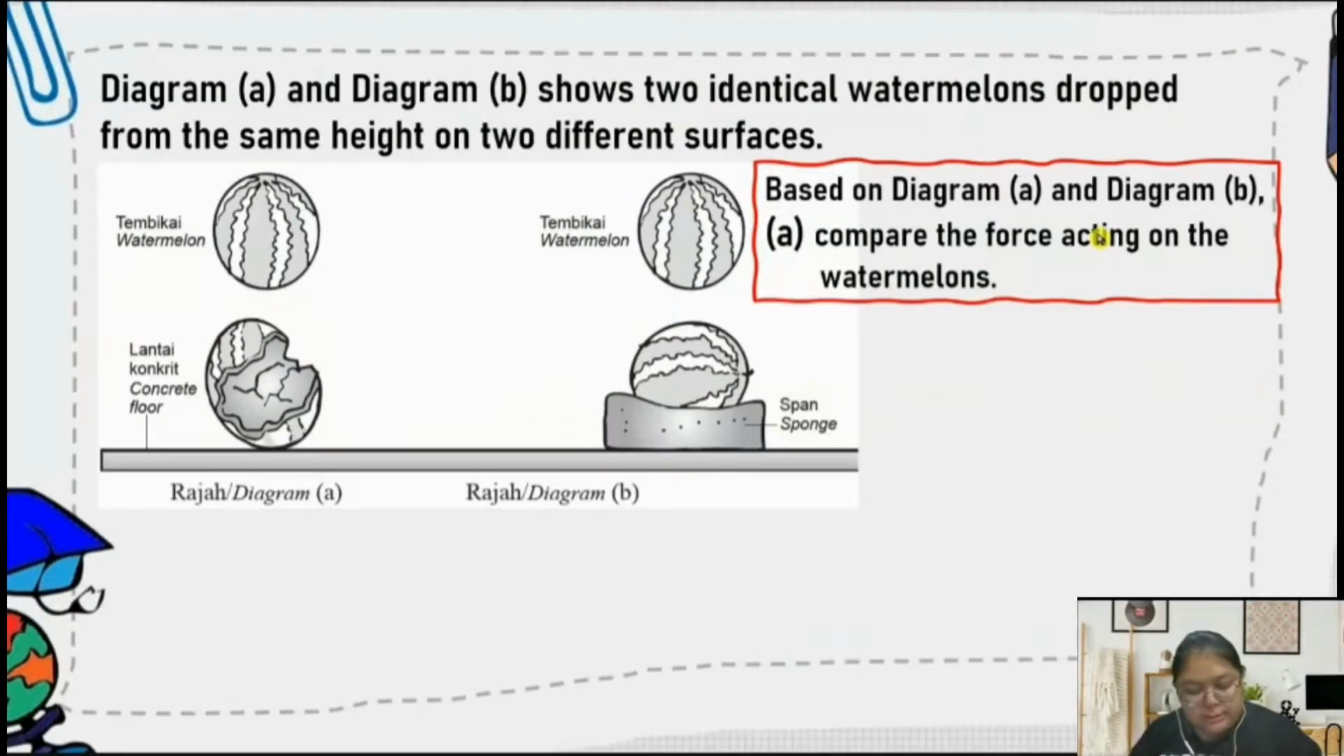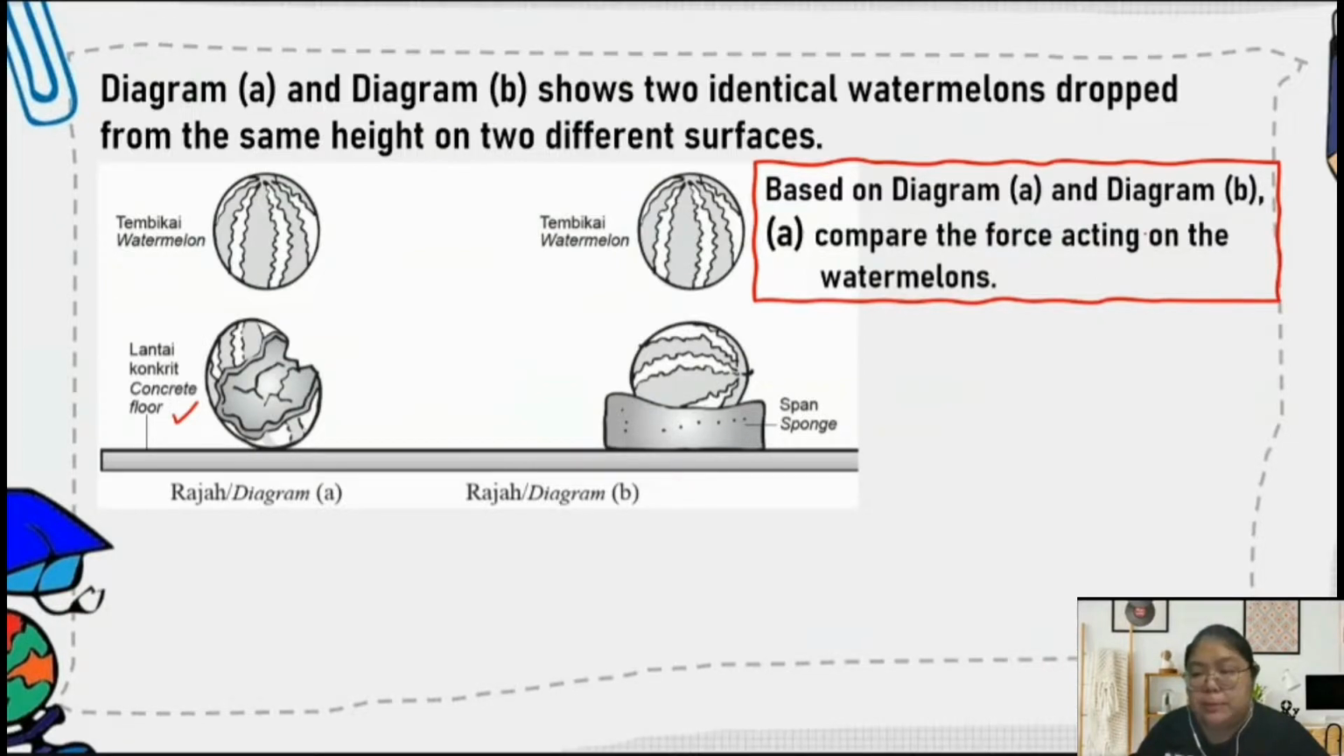So this one I think is not inside your paper. You just refer here for the essay question. There's a comparison. Just look at the 2 diagrams. Normally the question wants you to compare. The watermelon is dropped from the same height onto 2 different surfaces. One of the surfaces is a concrete floor. Another one they put a sponge. So from here they ask you to compare the force acting on the watermelon.